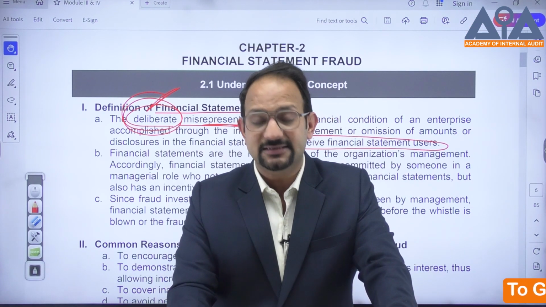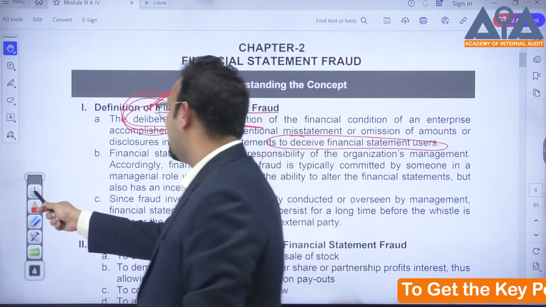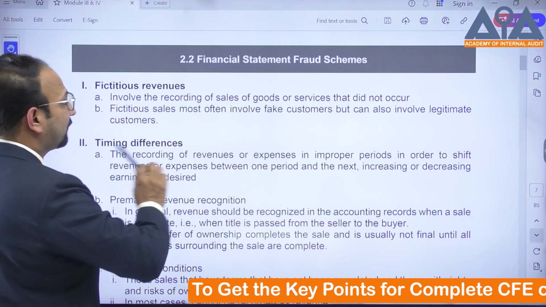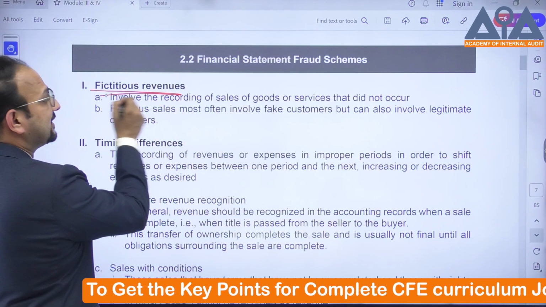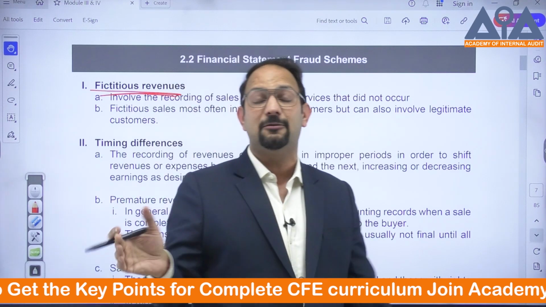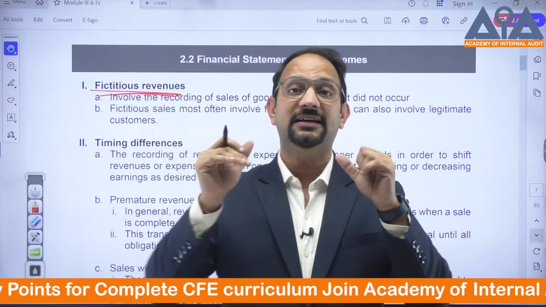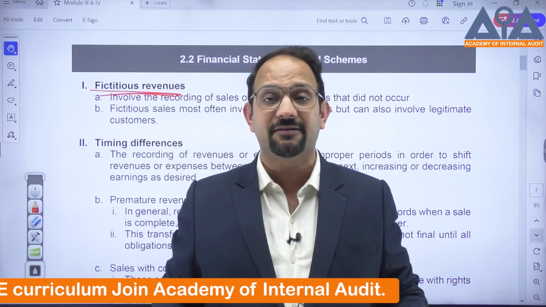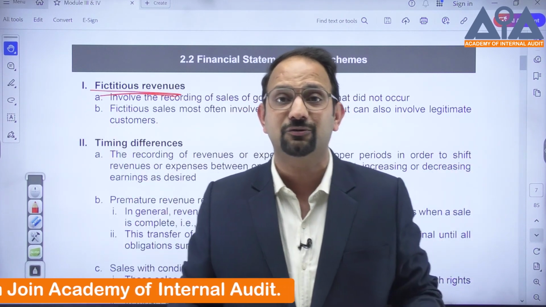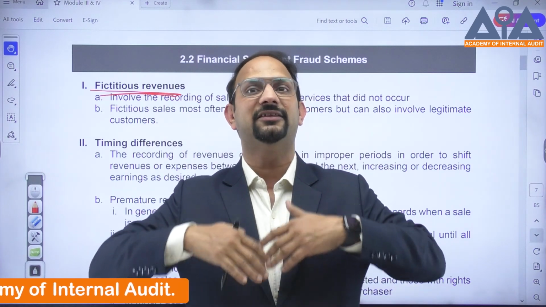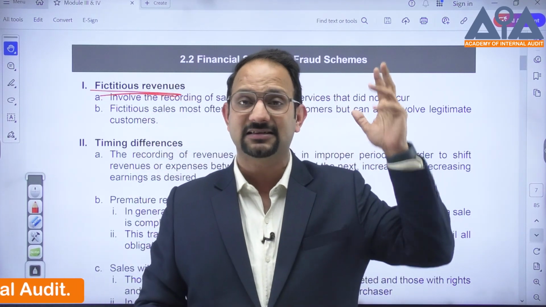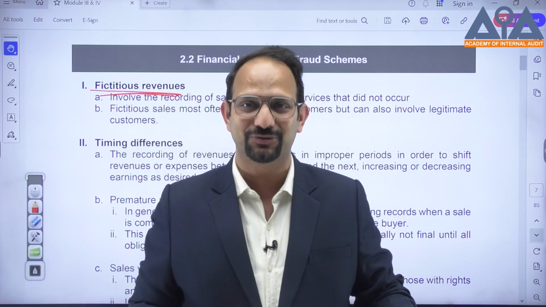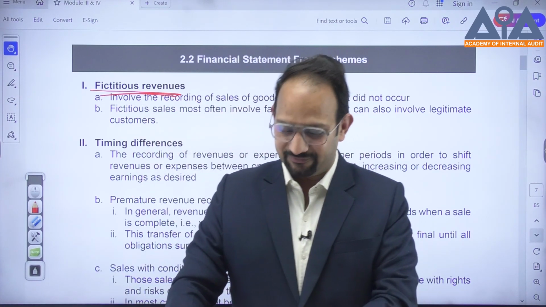Next important point here is fictitious revenue. It happens in most of the cases where the fraudsters try to showcase the revenues on the higher side by creating fictitious sales. Sales are not done, but they are claiming 1,000 customers came to my place and purchased 10,000 rupees each. By that way, they increase their sales, because the higher the sales, the higher the profit. The higher the profit, the better the company condition and situation. That is called fictitious revenue, right?